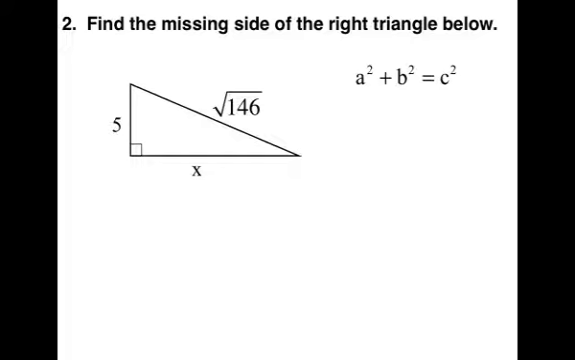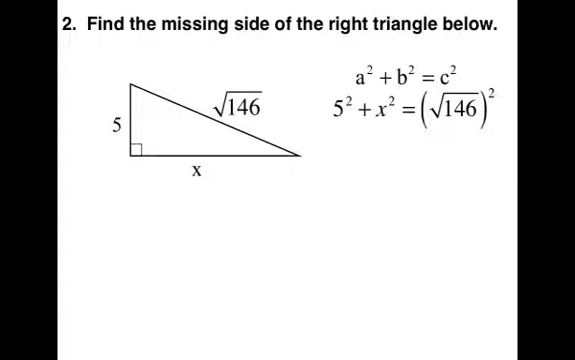Okay, again, we're going to use A squared plus B squared equals C squared. This time we have one leg and the hypotenuse. So we have 5 squared plus x squared is equal to the square root of 146 squared. Actually, I don't think I said that correctly. It should be the square of the square root of 146. I believe that would be more proper.